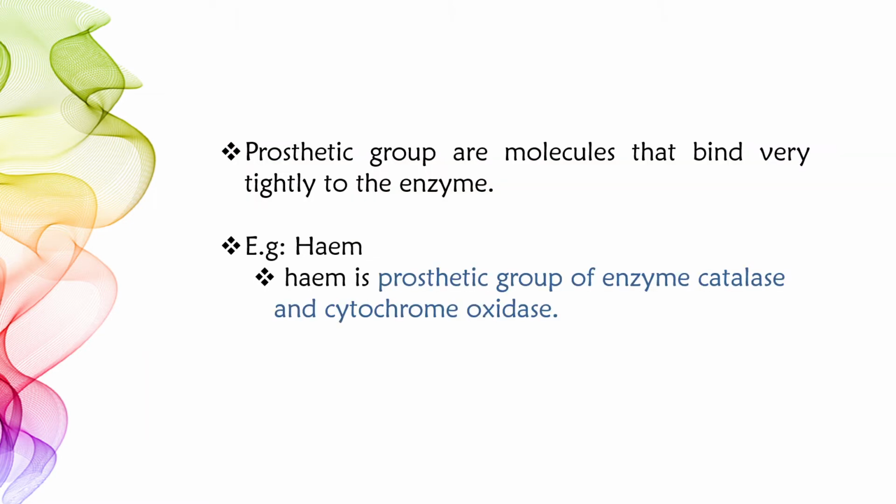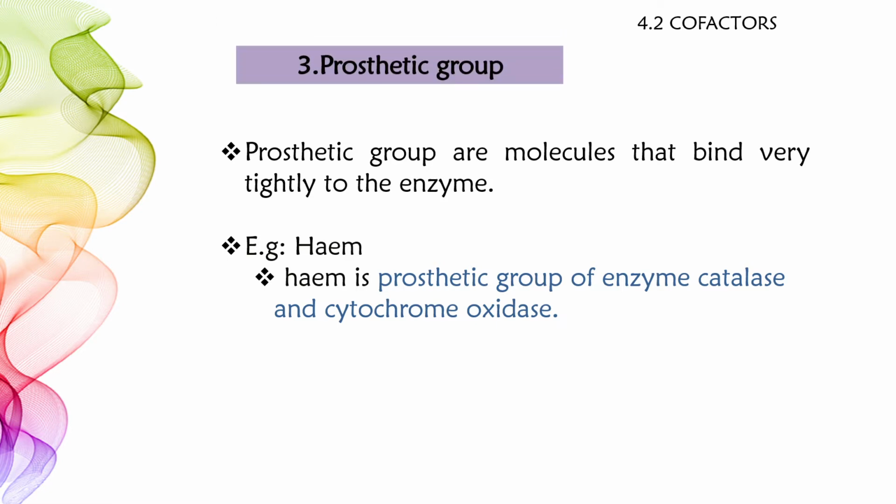Prosthetic group is the non-protein component that binds permanently to the enzyme. Example of prosthetic group is heme. Heme is the prosthetic group of enzyme catalase and cytochrome oxidase.